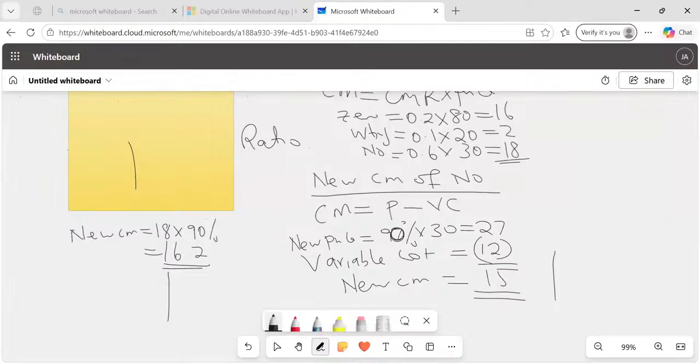Do you know what this means? This means the price is reducing by 10% and the variable cost is also reducing by 10%, which is wrong. It is only the price that is reducing by 10%. Variable cost remains the same.